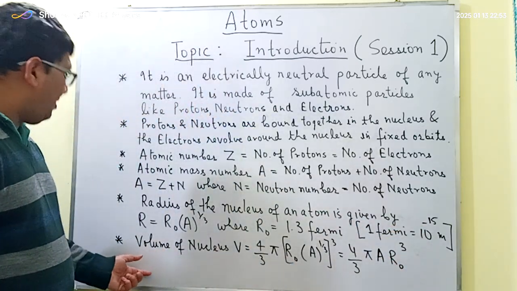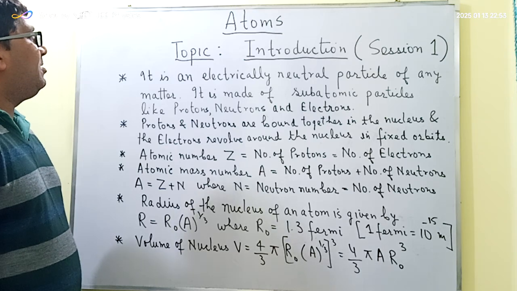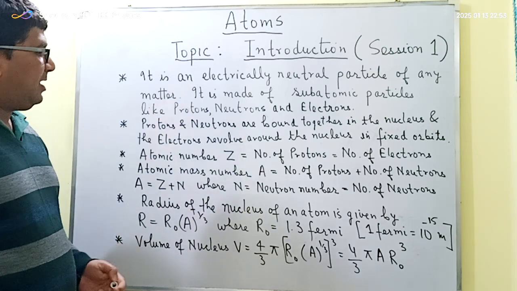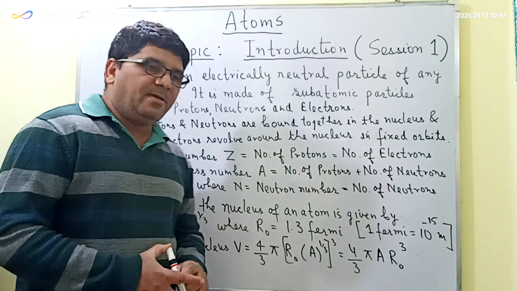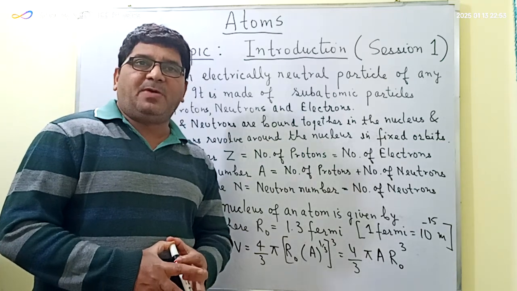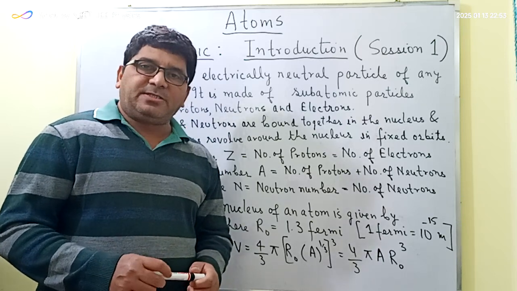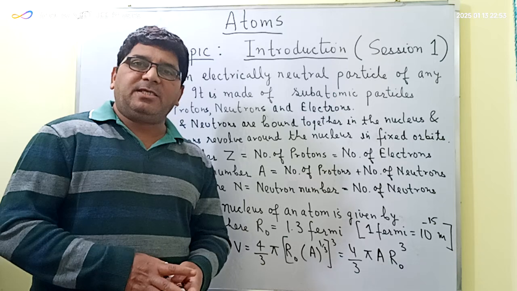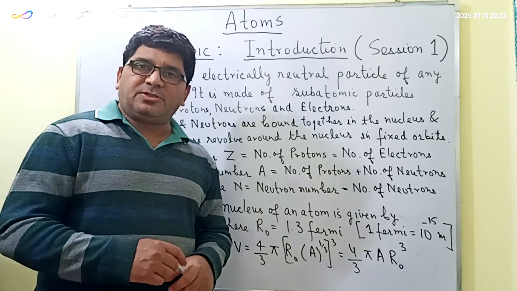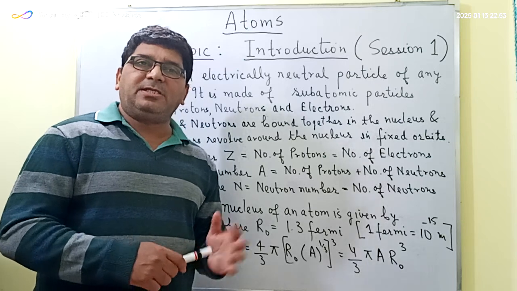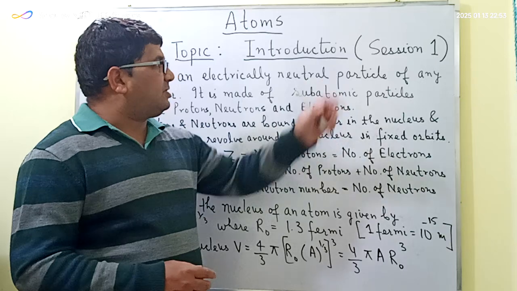So this was a basic introductory session on atoms, and in the next session, that is session number 2, I will be discussing the alpha particle scattering experiment, which was conducted by Marsden and Geiger, and that experiment is commonly known as the Marsden-Geiger experiment. So that will be discussed in session number 2.